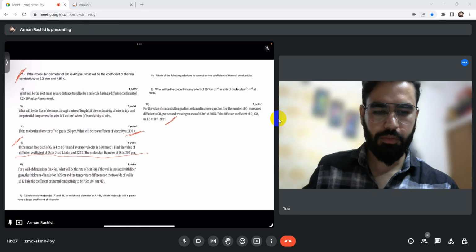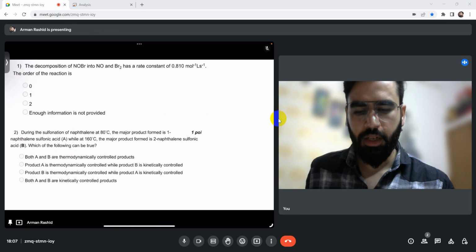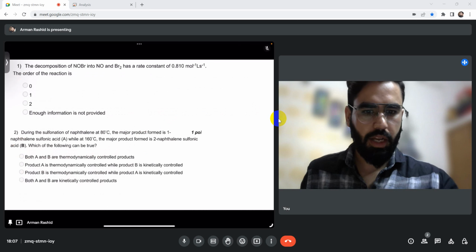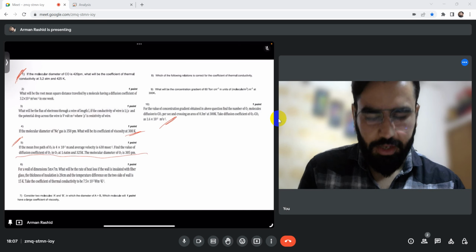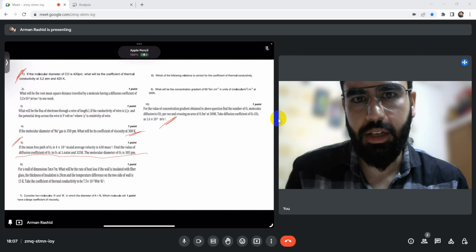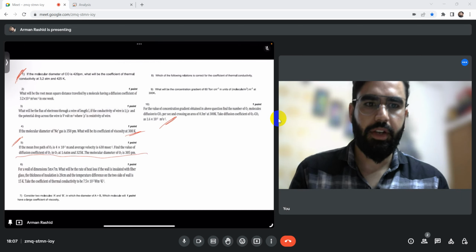And if time permits, we'll go to the next topic, or the next assignment questions, which are related to reaction kinetics, the rates of various reactions.